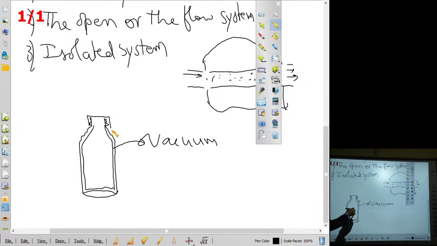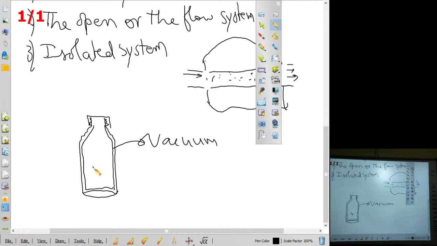Because of vacuum, no heat will go out. Of course, because it is sealed, no mass will go out. So here, neither mass nor energy transfer. So it is completely separated from the outside environment. This itself is the world for the system. So this is the world.